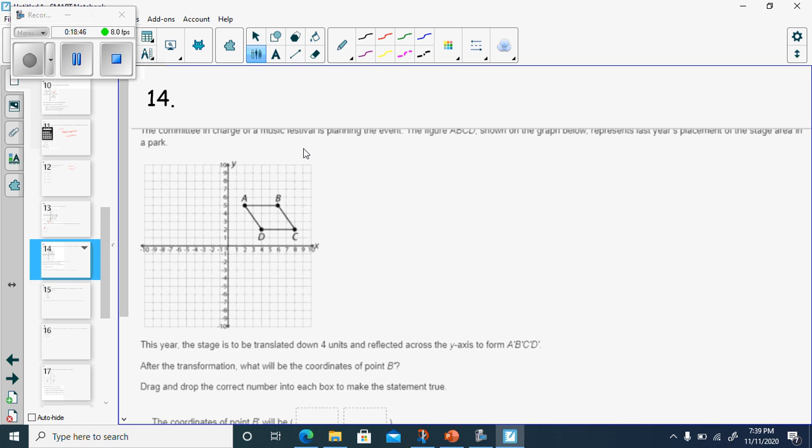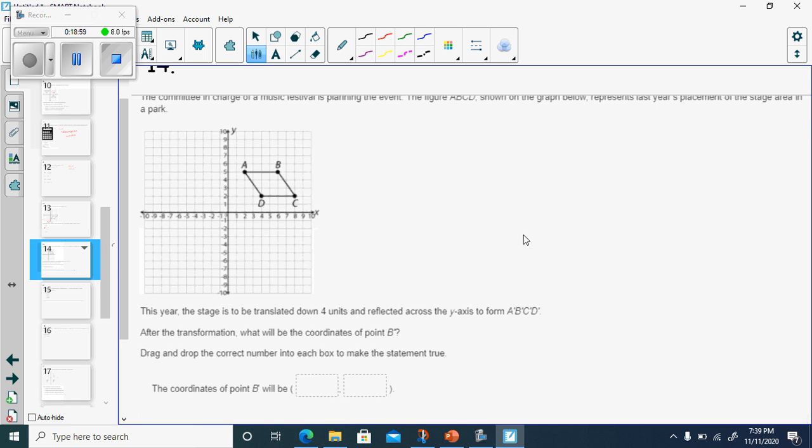The committee in charge of a music festival is planning the event. The figure ABCD shown on the graph below represents last year's placement on one stage area in the park. This year, the stage is to be translated down 4 units, and then reflected across the y-axis to form A prime, B prime, C prime, D prime. After the transformation, what will be the coordinates of point B?